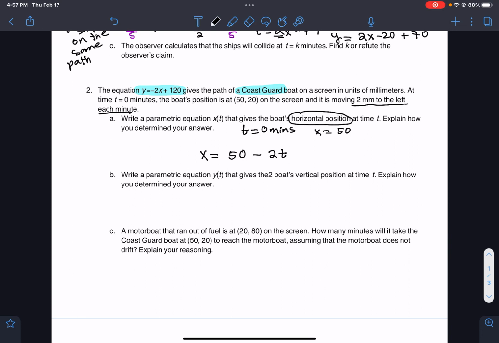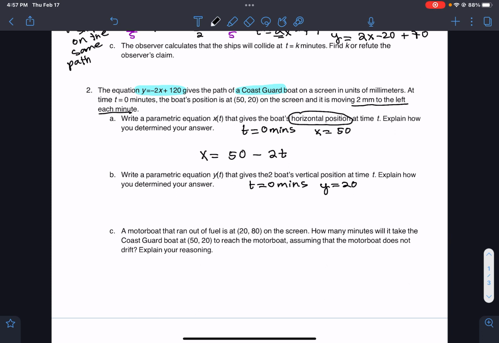So letter B says, now to write a parametric equation for our y. The problem doesn't really say much about how y is changing. I know when t equals 0 minutes, my y value is 20. But besides that, I don't know how it's moving.